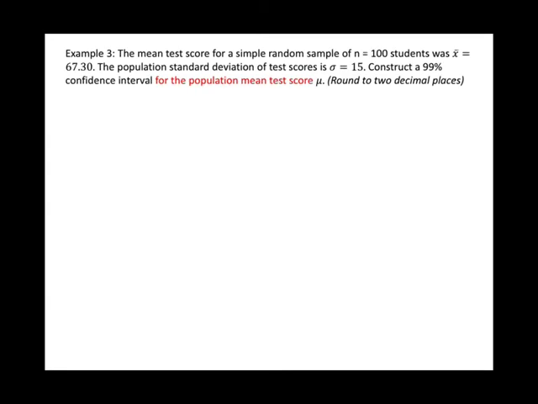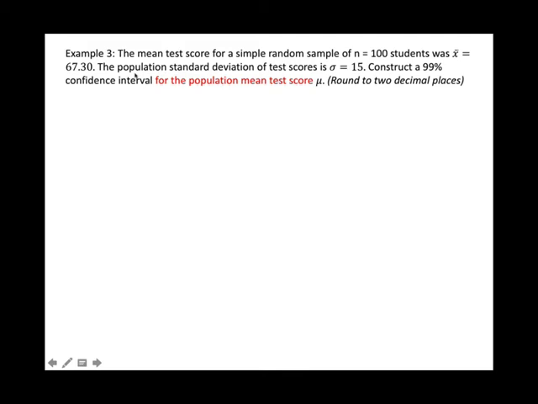Okay, let's try an example. The mean test score for a simple random sample equal to 100 students was sample mean 67.3. Population standard deviation of test score is 15. Construct a 99% confidence interval for the population mean test score. So first, they given the population standard deviation. Highlight this one also.